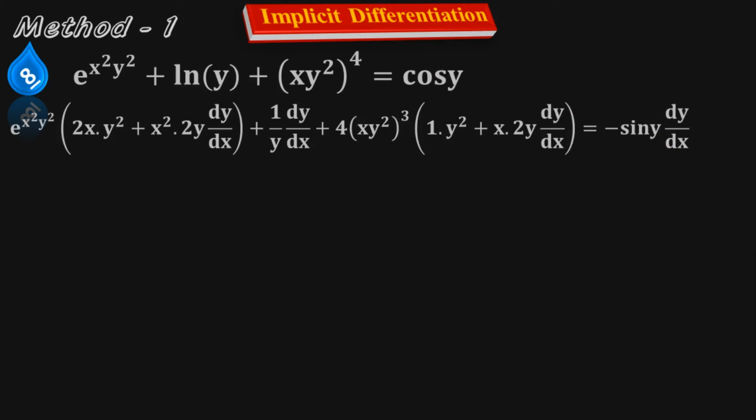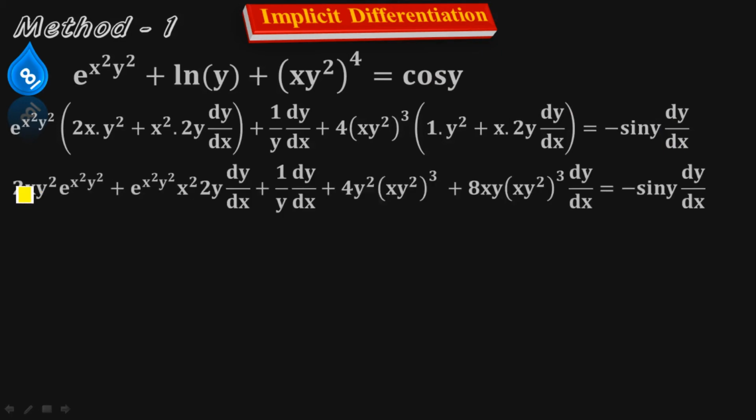Do some algebra and simplify it further to have 2x times y squared times e to the x squared times y squared, plus e to the x squared times y squared times x squared times 2y times dy/dx, plus 1 over y times dy/dx, plus 4y squared into (x times y squared) to the whole cube, plus 8xy into (x times y squared) to the whole cube times dy/dx, equals negative sine y times dy/dx.